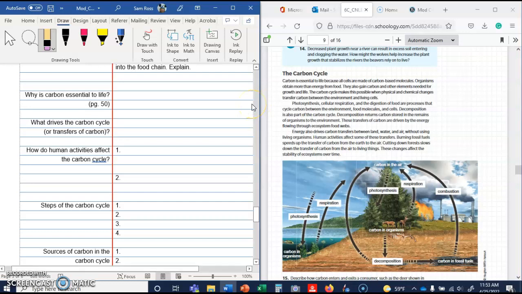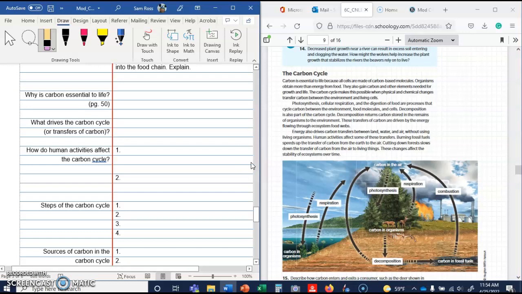What drives the carbon cycle or transfers of carbon? Let's see, what drives the carbon cycle? Energy also drives carbon transfers between. So energy is what's going to drive the carbon cycle between land, water, air without using living organisms, okay?